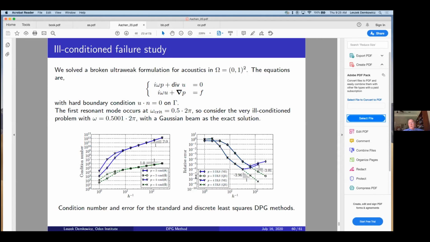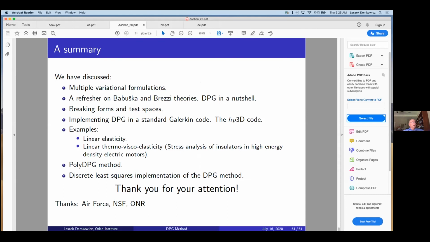So the message is, yes, you are 10 times more expensive. Yes, you have to build a new solver. The code remains the same in terms of data structure and everything, but the solver has to be built, a custom-made solver. But if you are solving very quasi-singular problems, very ill-conditioned problems, this may be for you.